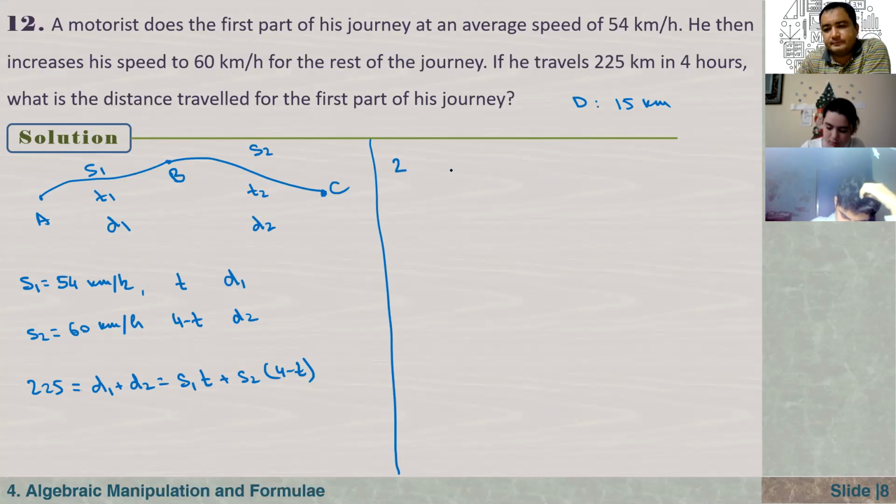Teacher, I think it should be about 24 kilometers, a little bit more than halfway. No, less than halfway. Give me one number. What is the distance traveled for the first part of his journey? 10 kilometers, 20, 50, 100, 200, 15? How many kilometers? 15. 15 kilometers. Okay, that's your answer.